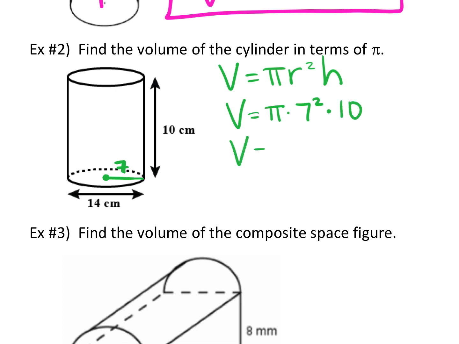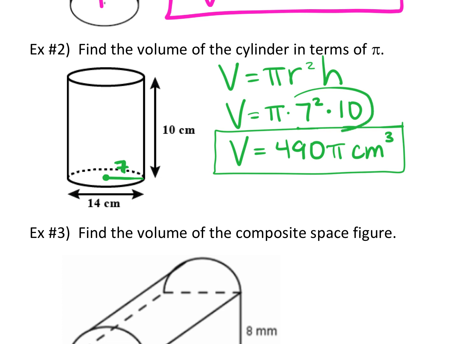So now simplify that. Pi times 7 squared times 10 simplifies to what? 490. Don't plug it in. 49 times 10. Centimeters cubed. Right. 490 pi centimeters cubed. So you may plug the rest of this into your calculator, but do not plug in the pi. Okay?